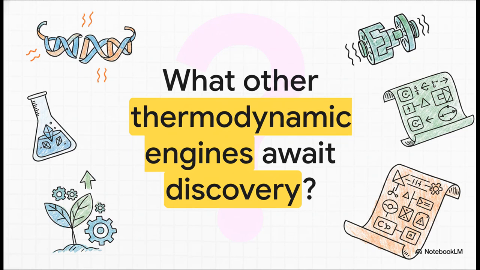Which leaves us with this really provocative thought. If a 19th century equation from a Dutch chemist can map the heat of a single unfolding protein, solve the paradox of global agriculture, and unlock next-generation solid-state hydrogen batteries, what other hidden thermodynamic engines are just waiting out there to solve our greatest global challenges?